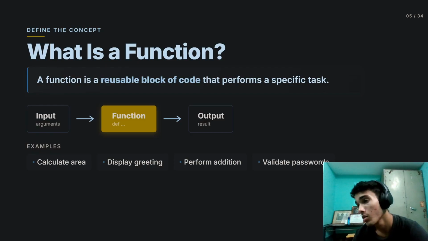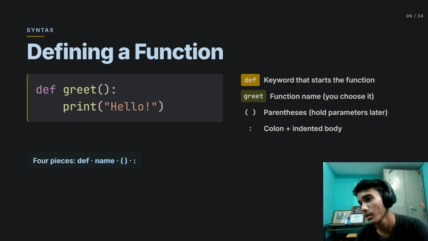Some examples include displaying a greeting, calculating the area of a rectangle, checking whether a number is even or odd, finding the largest number, or even calculating a group of students' average marks. Instead of writing these instructions every single time, we will place them inside a function. Then we simply call the function whenever we need it. In Python, we create a function using the def keyword. Let's write our very first function.